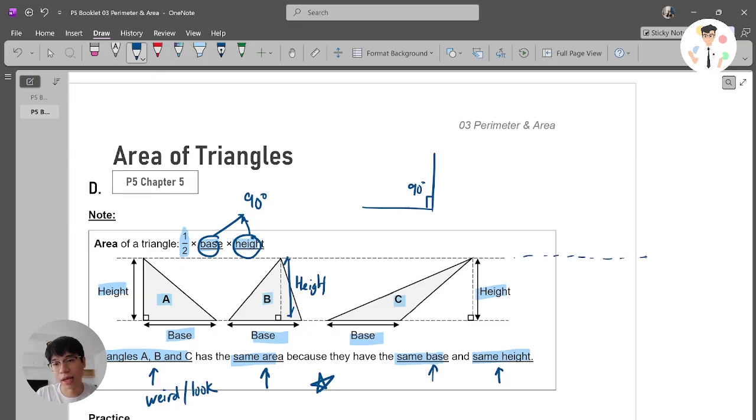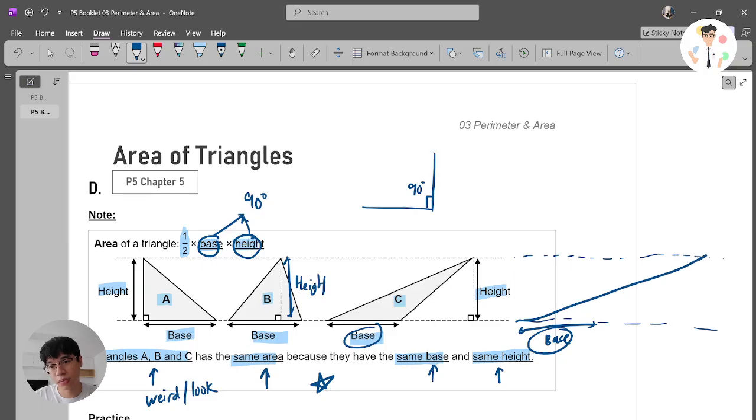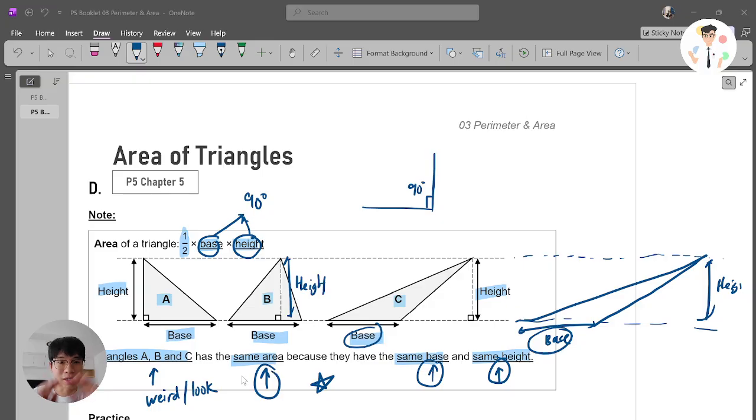So for example, this dotted line, I'll just continue. This dotted line, I'll just continue. If I say this base is the same as this one, okay? I draw like this. Now, I make it even further away. Is it still the same? The answer is yes. As long as they share the same base and same height, they have the same area. So that is basically the part that is important to take note of in area of triangle.